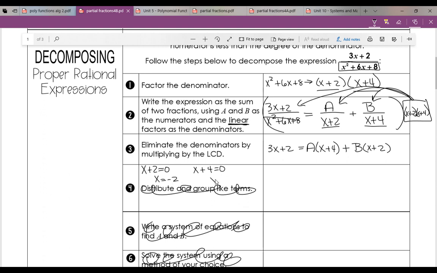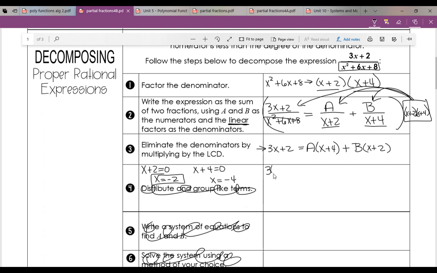Now, these factors have to be linear. Linear means the biggest exponent is a 1. If this were x squared plus 3, what we're doing does not work, okay? Now, what I'm going to do is take this first number and plug it into the equation for every single x, and when I do that, it's going to eliminate something. Something's going to drop out.